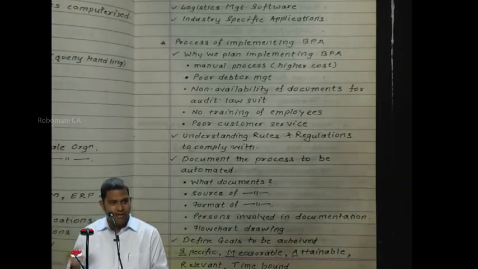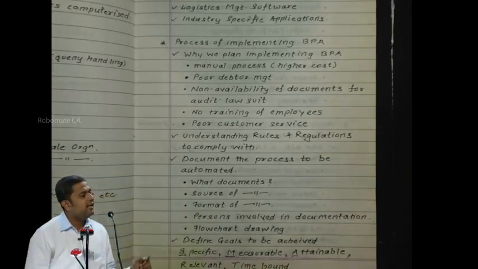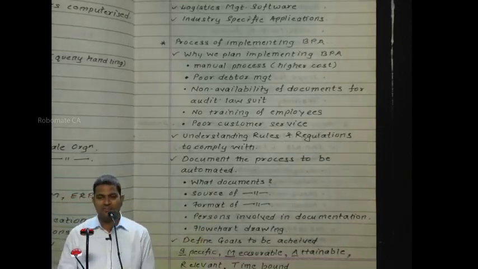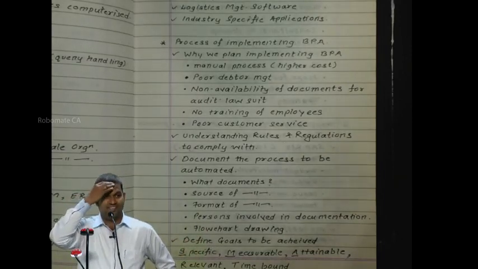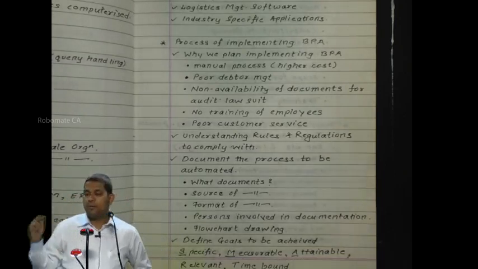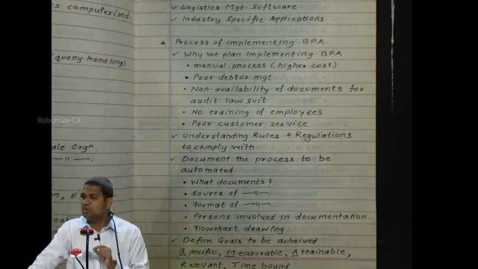Quick service should be given. Just try and file a complaint with BSNL or VSNL. Oh my God, that's a big process. But if you do the same with some private companies, you are able to do it fast. That means they have good customer service.